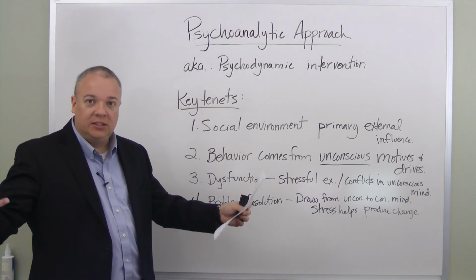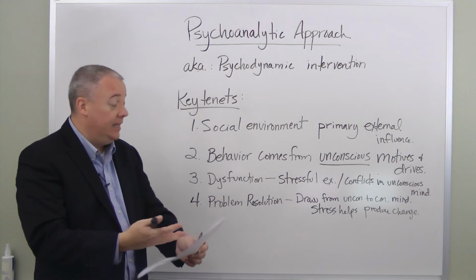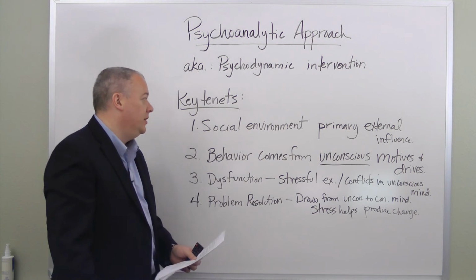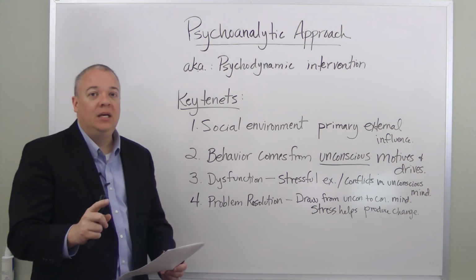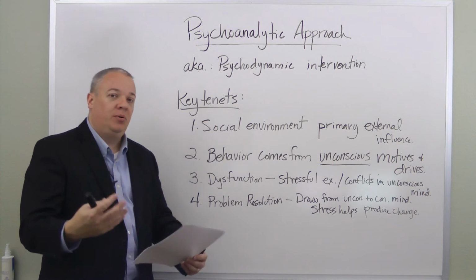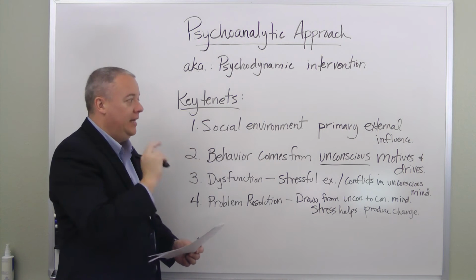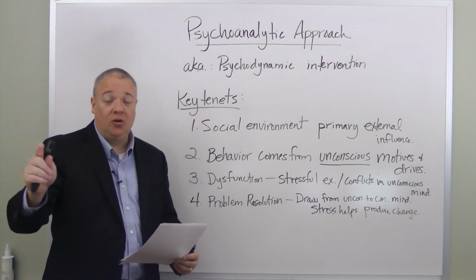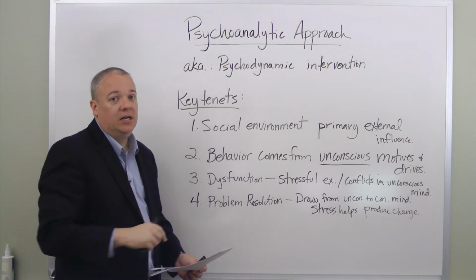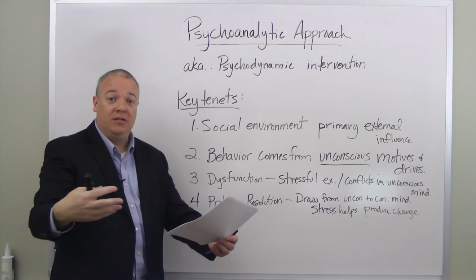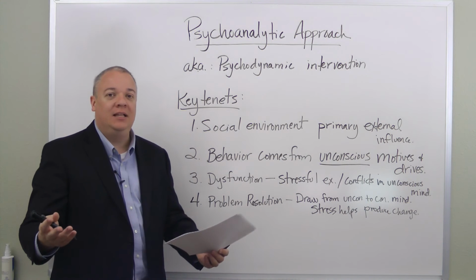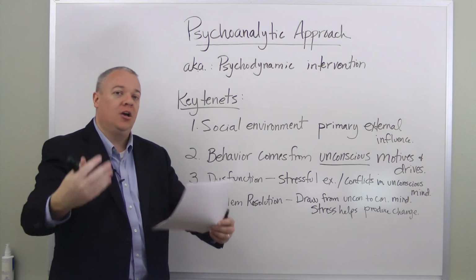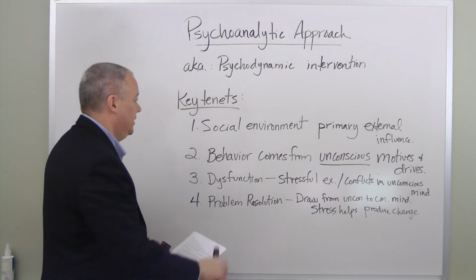So all of those things are drawn together and coalesce in this psychoanalytic approach. The key tenets that we want to talk about is, number one, the social environment in which the person exists is considered the primary external influence. Nothing is greater as an influence externally to the person than their social environment. So you must know the environment in which they're in and get all the information you can there to realize what external factors are feeding into the equation and causing the dysfunction and the problems.